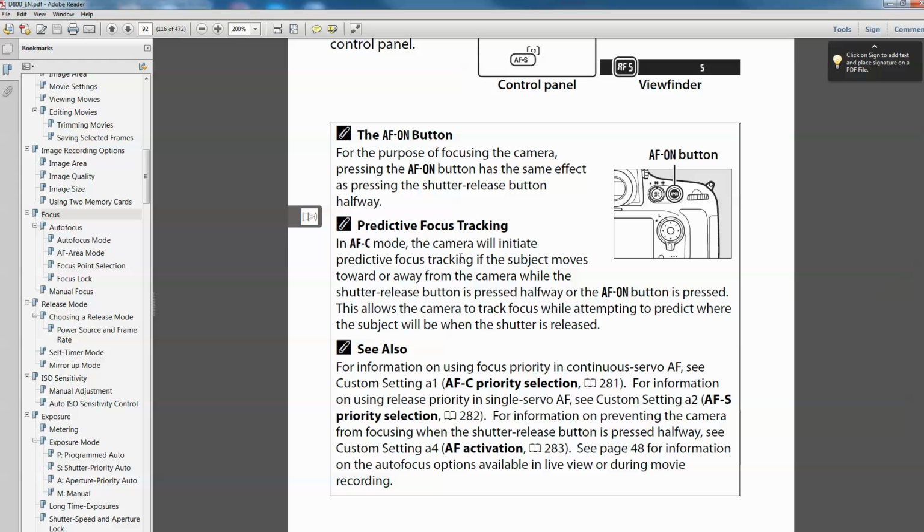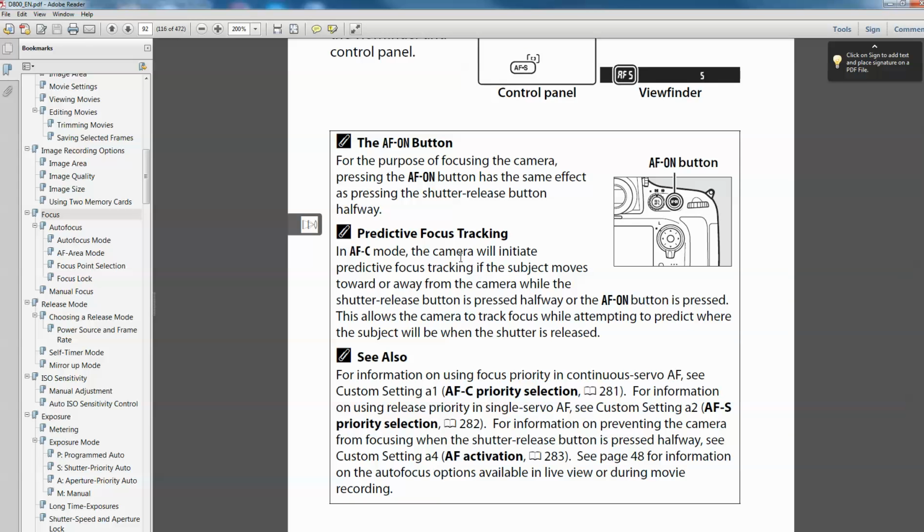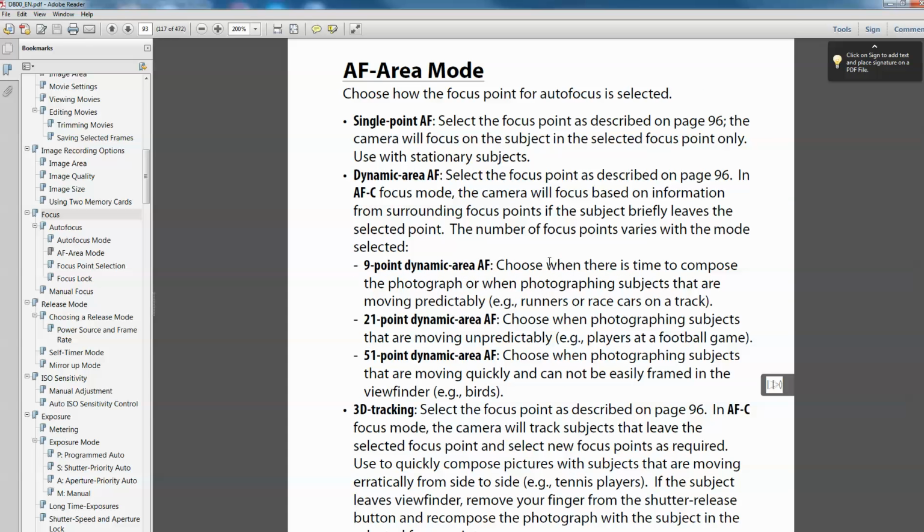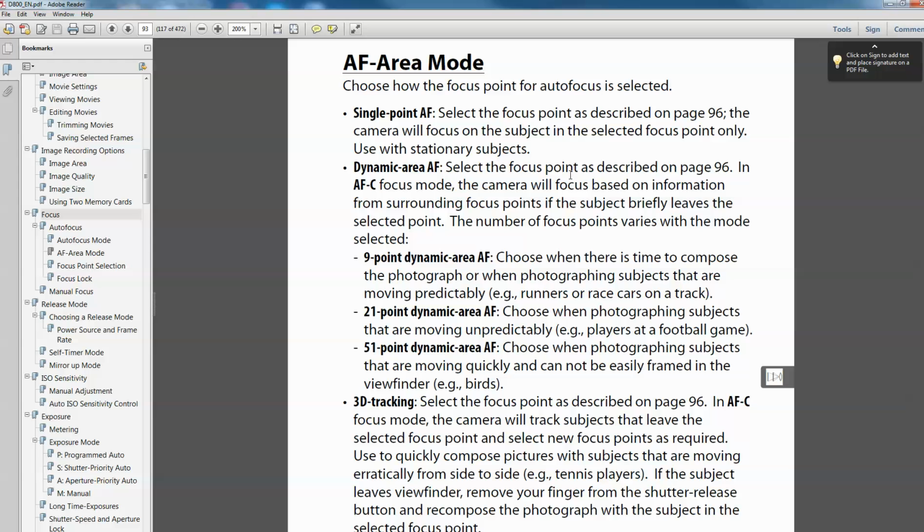Okay, so the first thing we talked about is AFS, AFC. Again, the way to remember is S, stationary, C, continuous or moving. That's the way I think of it. Then the other thing to remember is the AF area mode. This is how many points you're going to tell the camera to use to help you get that subject in focus. Now when you're in stationary or AFS, you basically have one option, single point. Actually, you have single point automatic, but again, we're not talking about automatic.